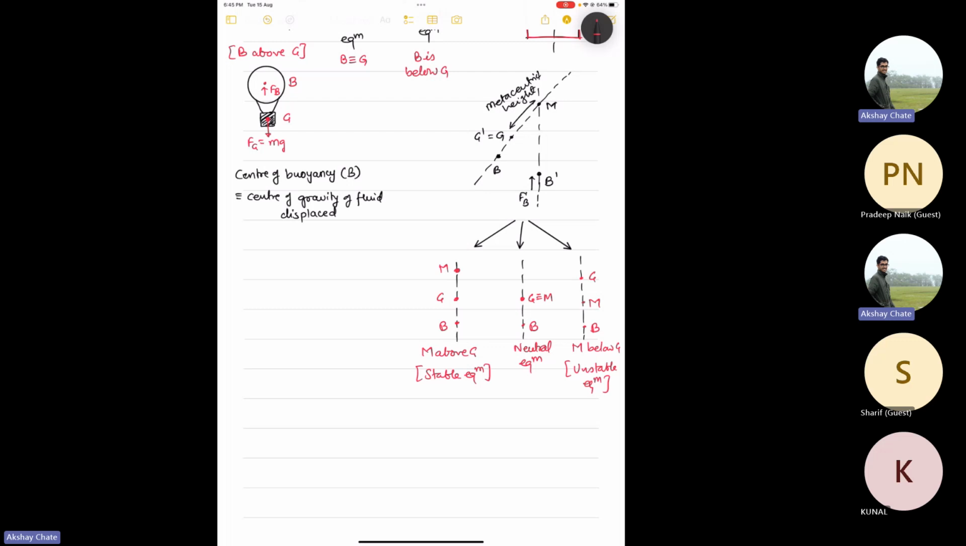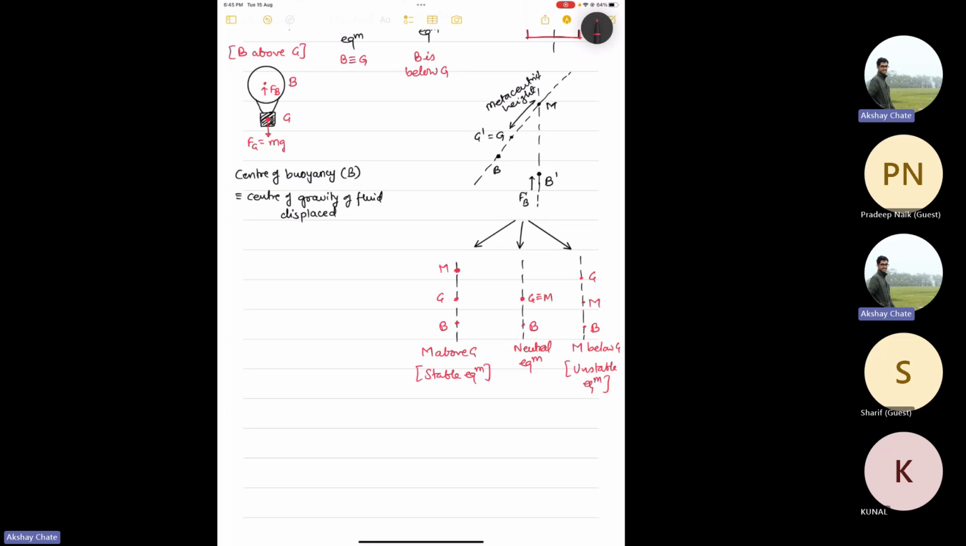You should know, we'll solve one problem based on this because otherwise many things are not clear here. So this metacenter can lie inside the body or outside the body, but the center of gravity and center of buoyancy always lie inside the body. So that is also one interview question. Maybe you can remember it like that.